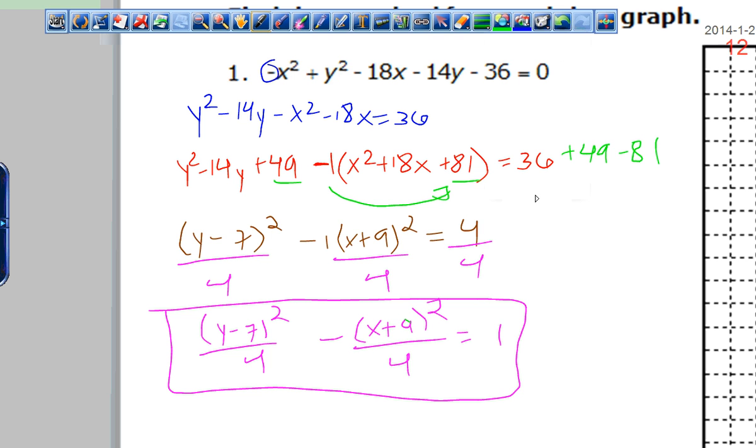All right, so the center of my picture is going to be at negative 9 comma 7. My major and minor vertices are going to be 2 above and below, and then 2 left and right. And then my graph is going to be up and down because y is first, not because it's got the bigger number, because clearly it doesn't have the bigger number. So yeah, let's see what this looks like.